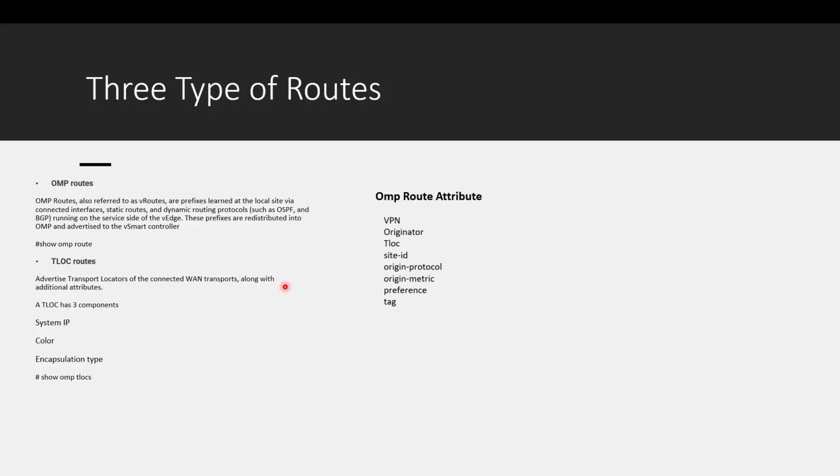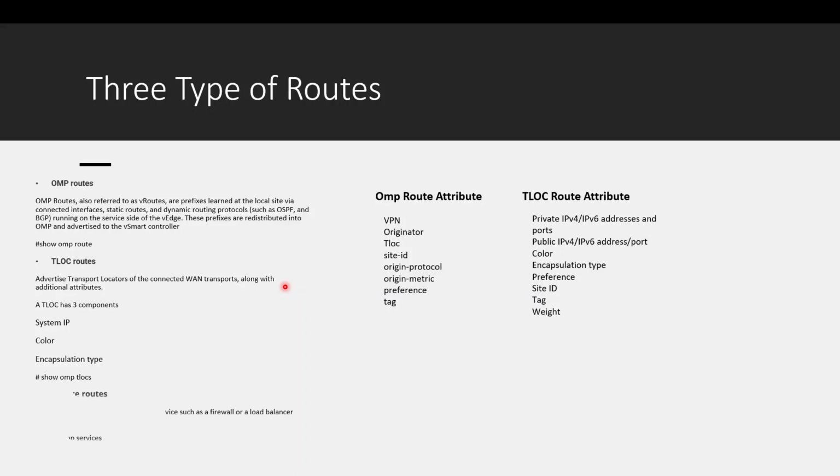And we can use this command to verify the TLOCs on the vEdge routers, that is show omp tlocs. A TLOC carries certain attributes: private IPv4 and IPv6 addresses and ports, public IPv4 and IPv6 addresses and ports, color, which we discussed, encapsulation, and preference. These are all like the BGP attributes, right? So it also advertises them. That's what we mentioned, that it's the same as BGP.